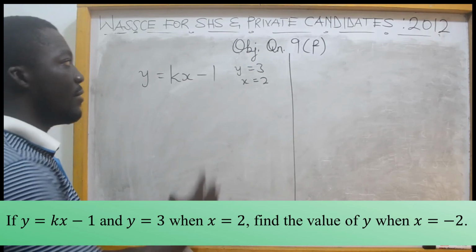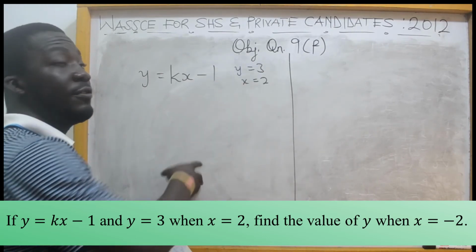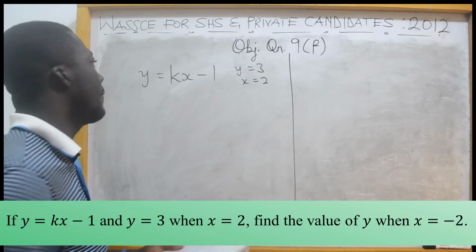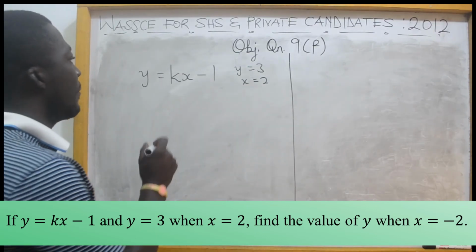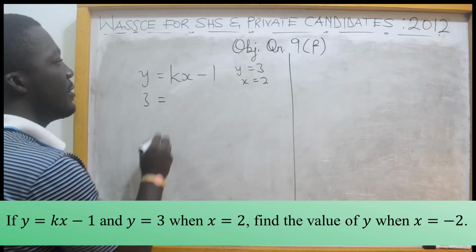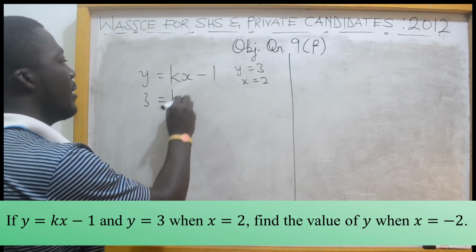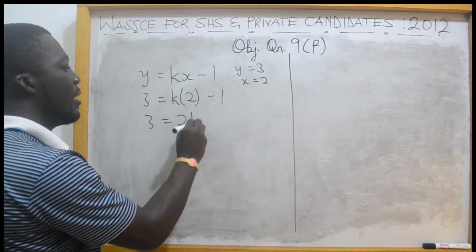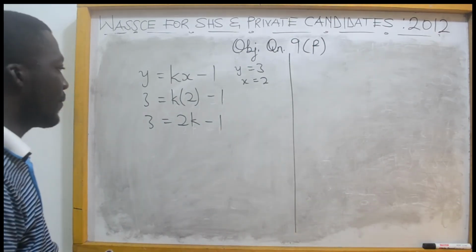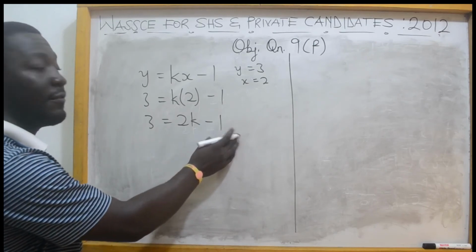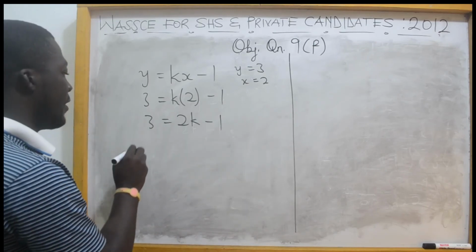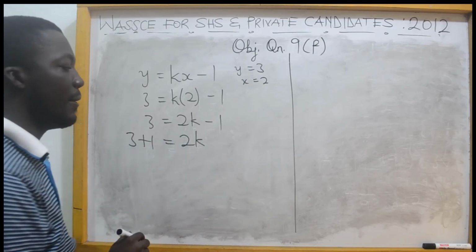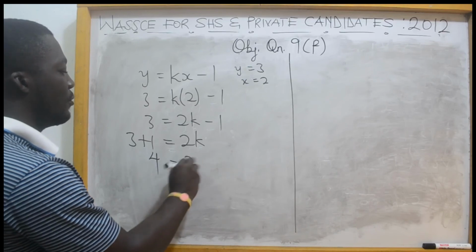But first of all, let's do a substitution of the values for y and x into the equation and get the value for k. So y is 3 here, is equal to k, the value of x is 2, minus 1. So 3 is equal to 2k minus 1. So we transpose the negative 1 to the left hand side, giving us 3 plus 1 is equal to 2k. Then we get 4 is equal to 2k.